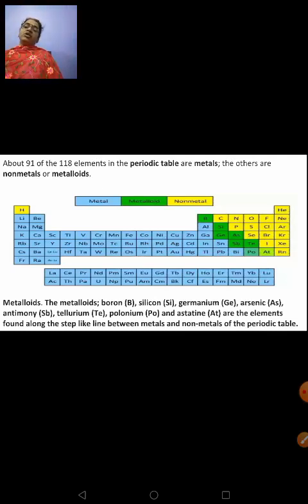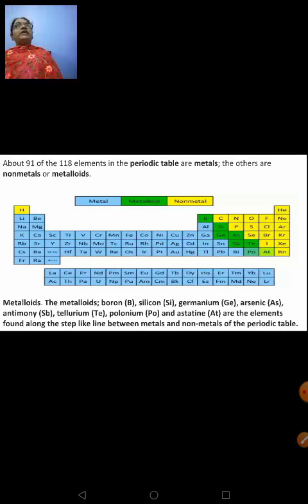Here in the image, the green color boxes, whatever elements are present inside that green color box are all metalloids. What are they? Boron, silicon, germanium, arsenic, antimony, tellurium, polonium, astatine. Please learn by heart the names of the metalloids: boron, silicon, germanium, arsenic, antimony, tellurium, polonium and astatine. Please learn them along with their symbols.